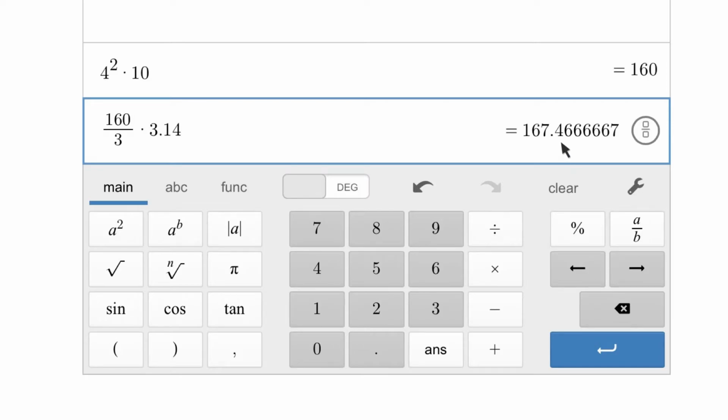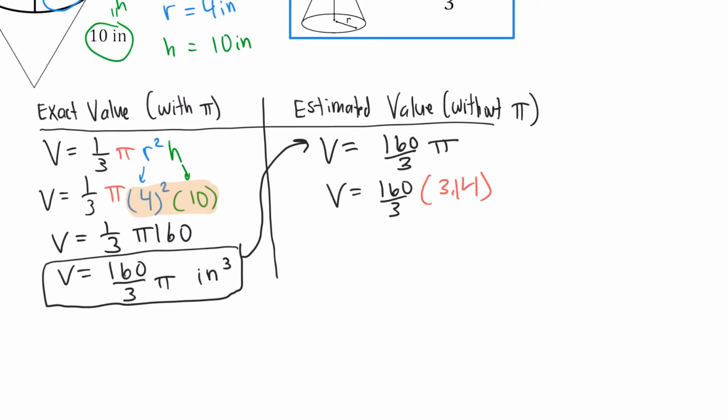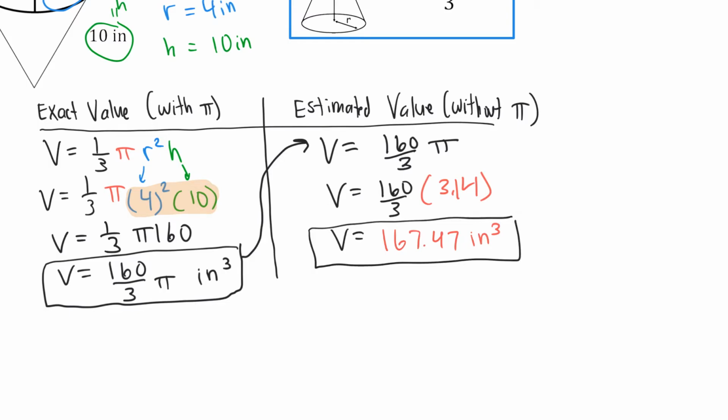167.46. However, if I round to 2 decimal places, this 6, what comes after is a number bigger than or equal to 5. That means I'm going to add 1 to this. So this is going to be a 7 instead. It'll be 167.47. So my answer is going to be 167.47 inches cubed, and that'll be the estimated answer for the volume of this cone.